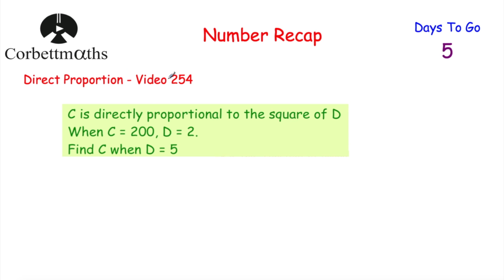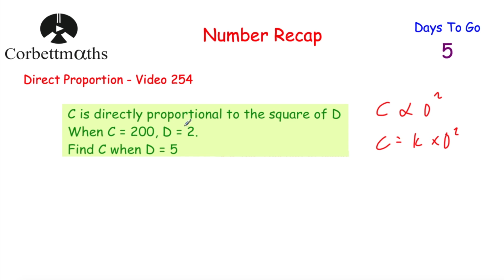Okay, next, direct proportion. So sometimes you might be given a question like this where you've got C is directly proportional to the square of D. So C is proportional to D squared. I've just written down what we've been told. Then we get rid of the proportional symbol and we put in K, so C is equal to K multiplied by D squared, just replacing the proportional symbol with a K, a constant of proportionality.